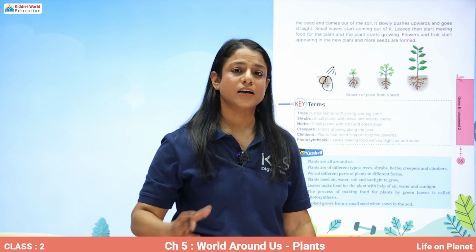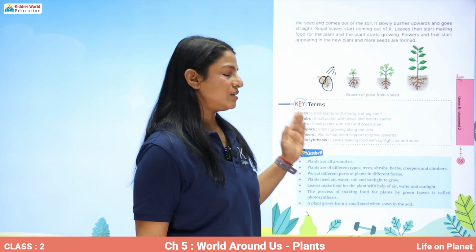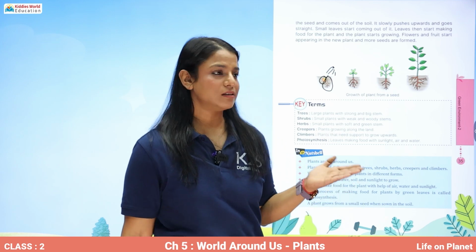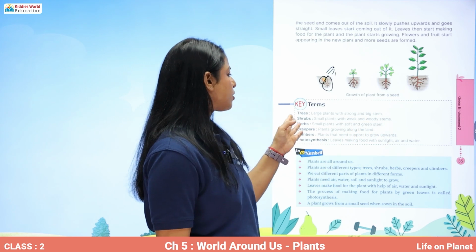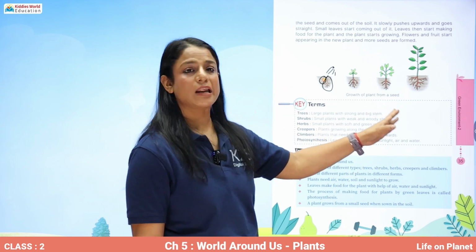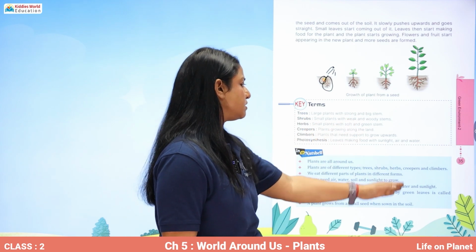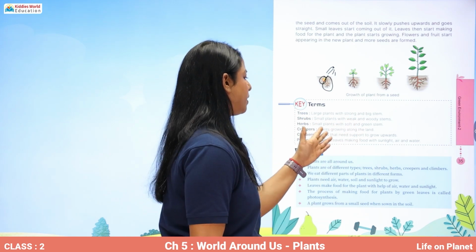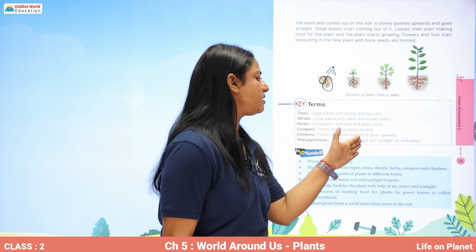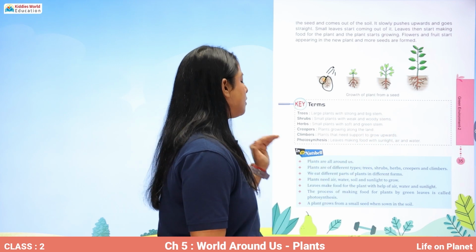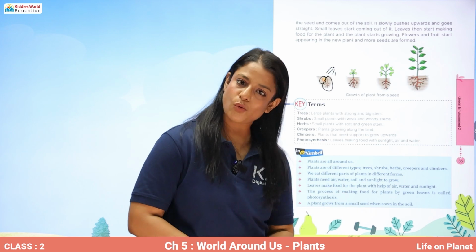Further, when the plant grows, it starts having flowers and fruits. The new words that we learned today: trees, large plants with strong and big stem; shrubs, small plants with weak and woody stem; herbs, small plants with soft and green stem; creepers, plants growing along the land; climbers, plants that need support to grow upwards; photosynthesis, leaves making food with sunlight, air and water.